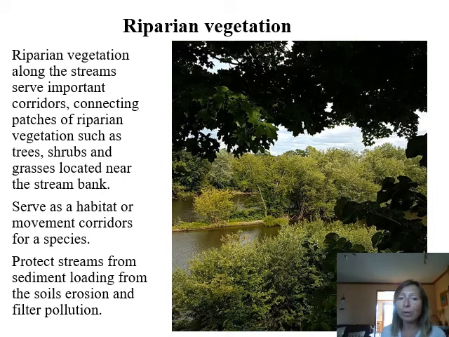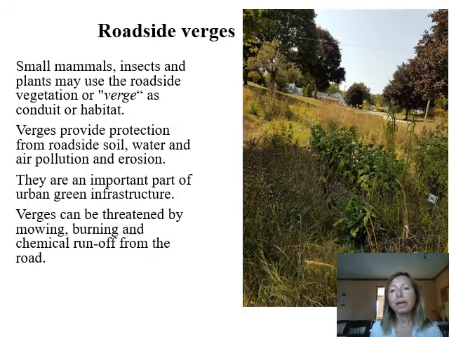They provide soils. They protect streams from sediment loading from the surrounding agricultural fields. They also provide a filter from the pollution by pesticides from the agricultural fields. In short, riparian vegetation is extremely important, and we do need to protect those corridors that are increasingly important at a time of landscape fragmentation.